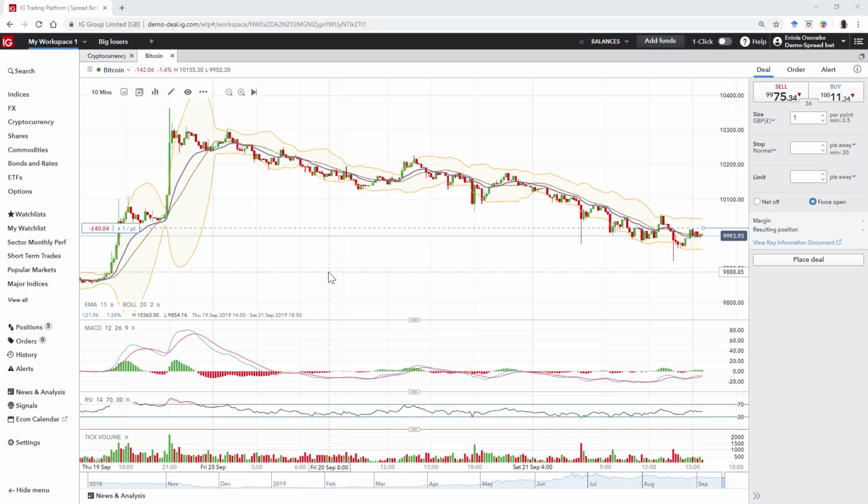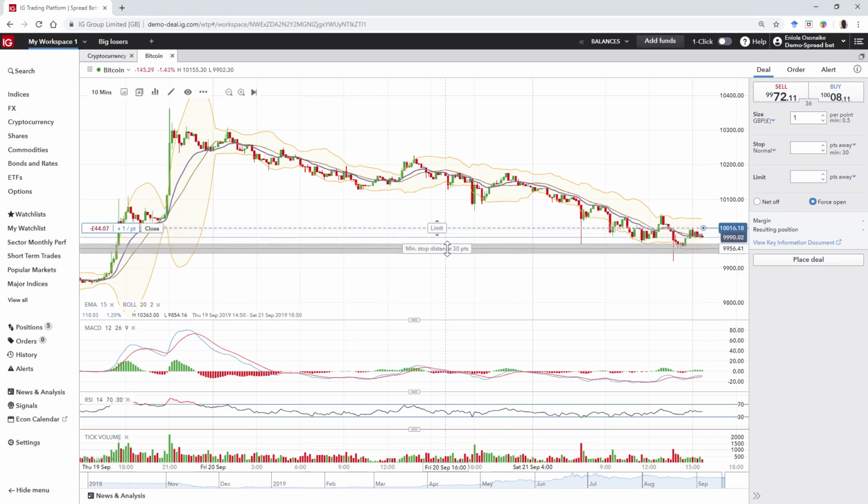So in this video, I've taken a long position with Bitcoin at £1 per point movement at a market order price. Now, to prevent making too much loss if the trade goes against me and price starts falling, I can set a stop loss. The quickest way to do this is to click this dotted line here where the market order has been placed and just drag it down.